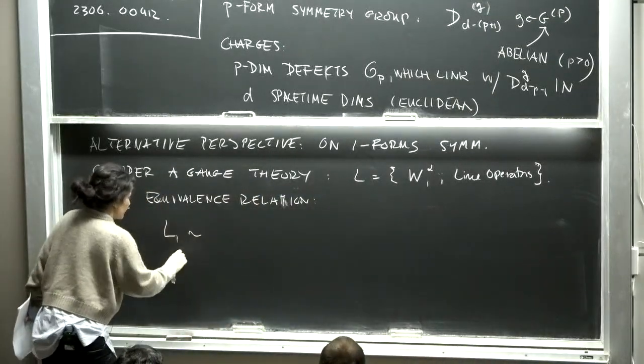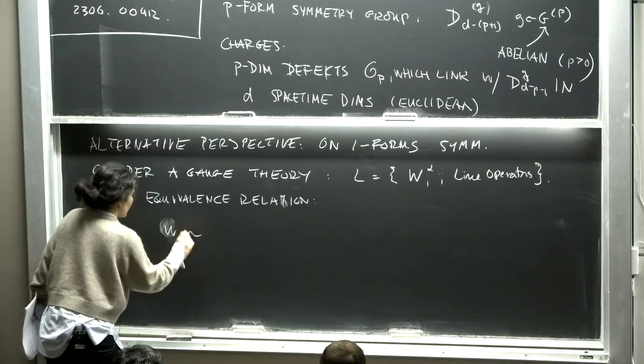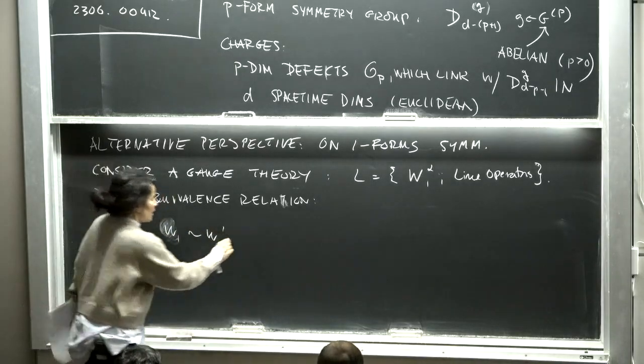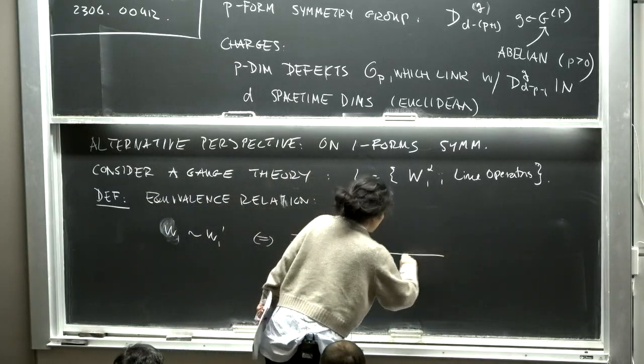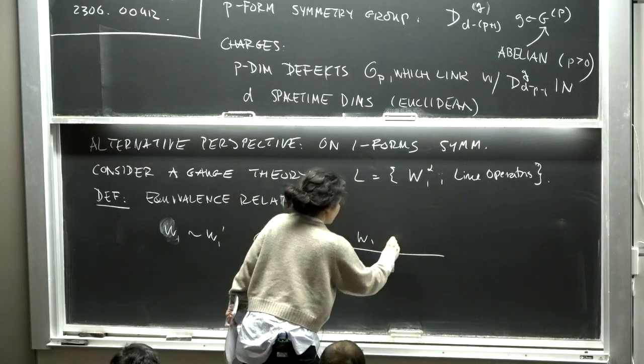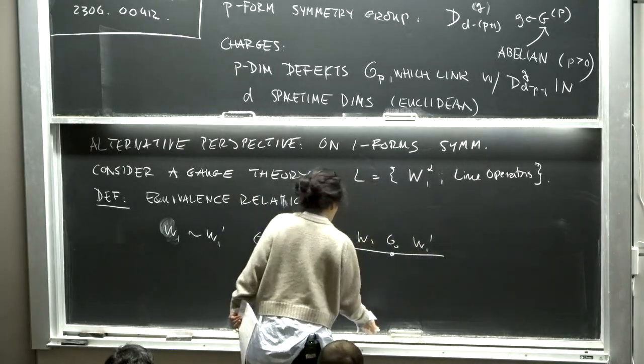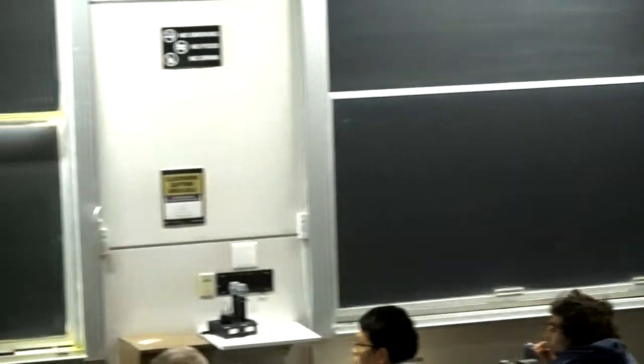So two line operators, let's call them W and W prime, they're equivalent if and only if there exists a local operator O, so that I can write them as there's W, O, W prime. So there's a junction between these two line operators formed by this local operator. So then I call these two line operators to be equivalent. If I now actually look at the set L modulo this equivalence relation, this will be, so what I call the set of charges.